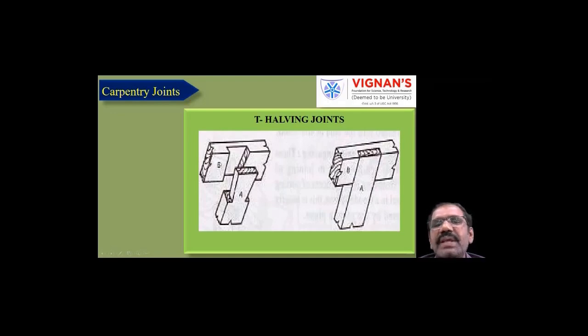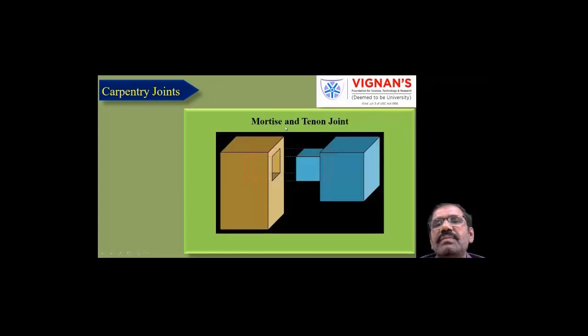So in the shape of T we have T halving joints. Next one is this mortise and tenon joint. Here it has one blind hole. Blind hole means up to some length into the workpiece, not up to the other end. If the hole is up to the other end, that is called a through hole.